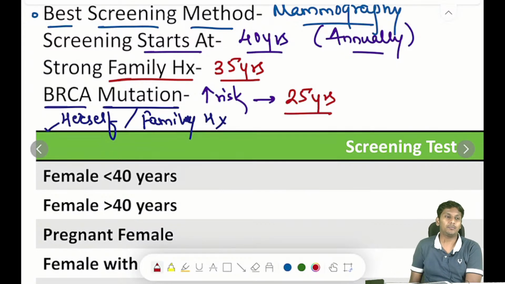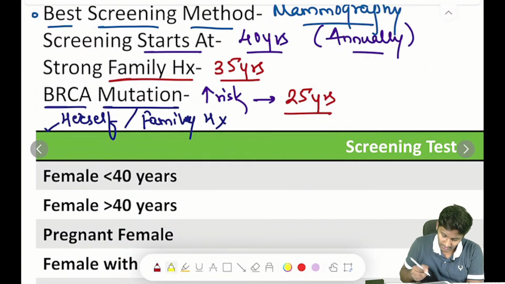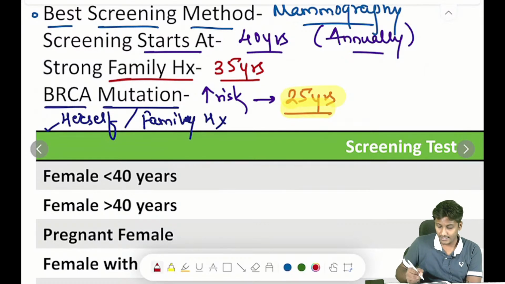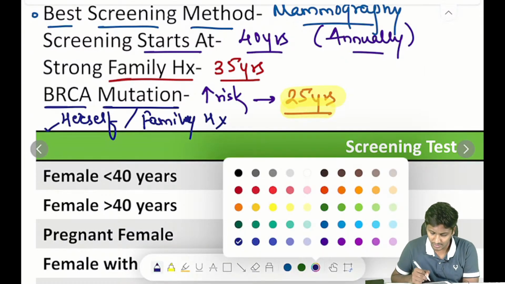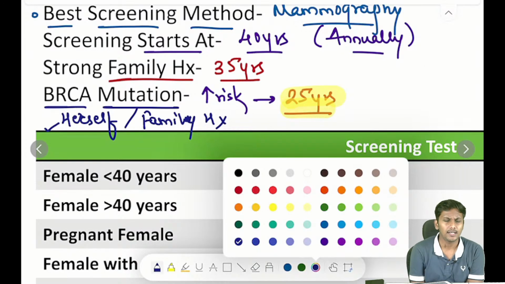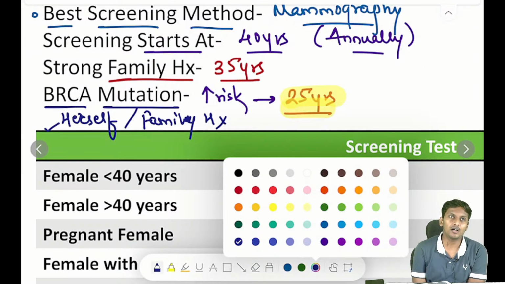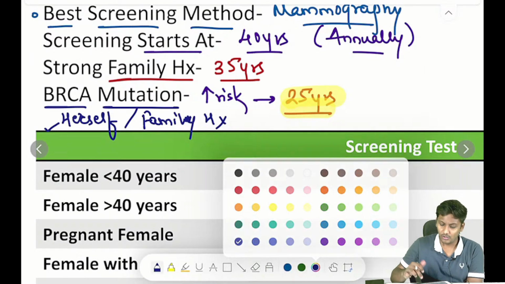In the high risk females who are having BRCA gene mutation either in themselves or in the family, you have to start the breast cancer screening as early as 25 years of age. And we know at 25 years of age there will be a lot of glandular tissue in the breast. So if there is a lot of glandular tissue in the breast, will the mammography picture be clear? No, the mammography picture will not be clear.